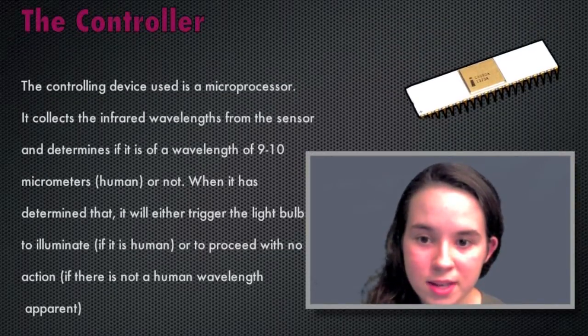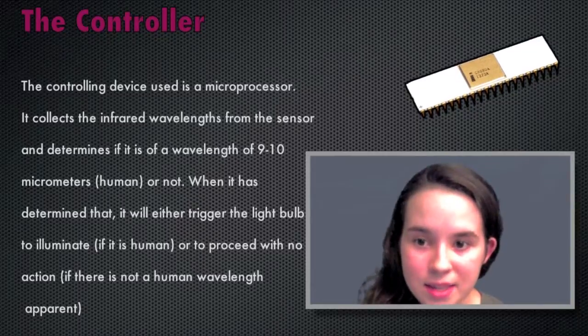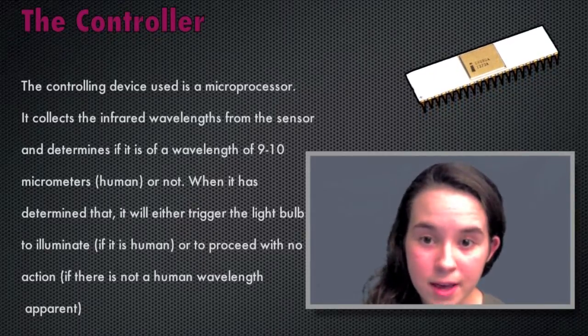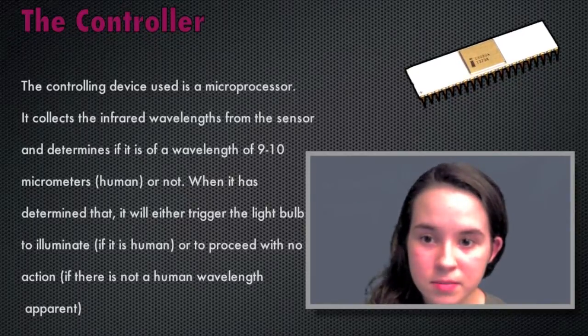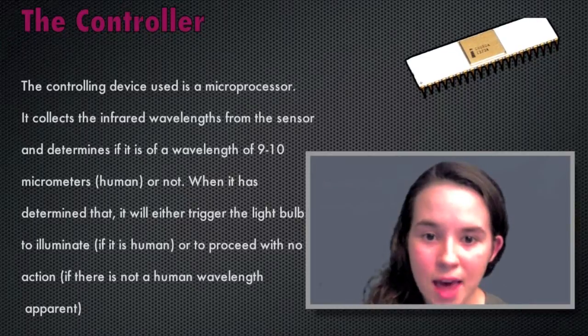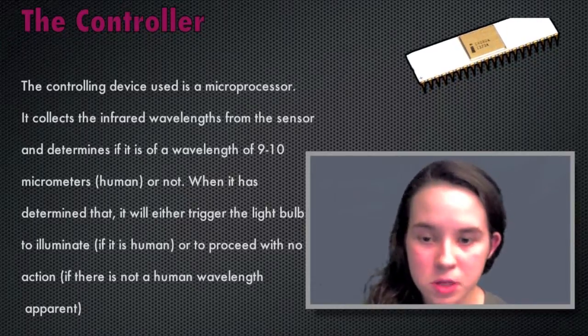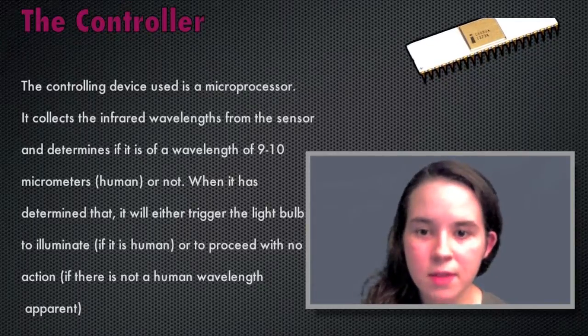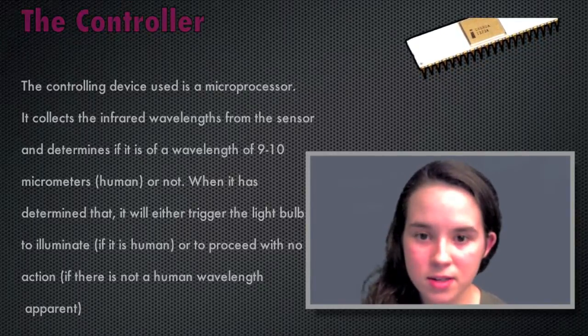The controlling device used is a microprocessor. It collects the infrared wavelengths from the sensor and determines if it is at a wavelength of 9 to 10 micrometers, which is human or not. When it has determined that, it will either trigger the light bulb to illuminate if it is human, or proceed with no action if there is no human wavelength apparent.